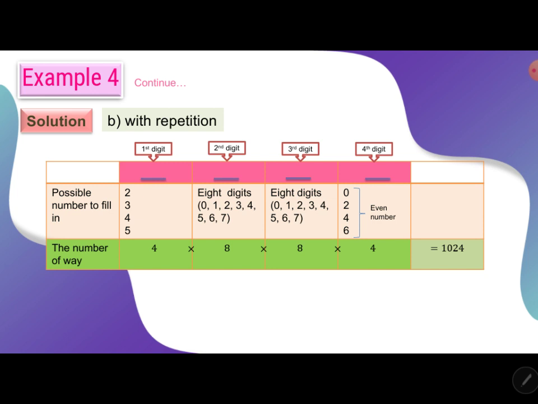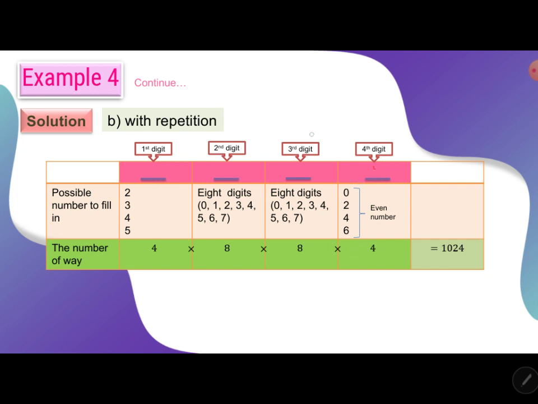Now, the next question. With repetition means that we can use the same number in every one of the places. So for the first digit, we can use 2, 3, 4, 5, so we have 4 choices. We don't have to worry about putting an even number at the end. Can 2 be used at the end? Yes, because we can use 2 again, so it will be 2 here also. The fourth digit can also be 2. That's why we have 4 choices for the first digit and 4 choices for the fourth digit, because we have 4 even numbers.